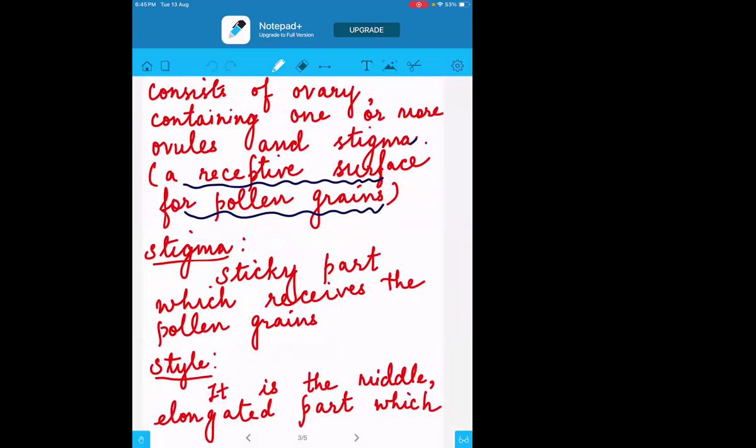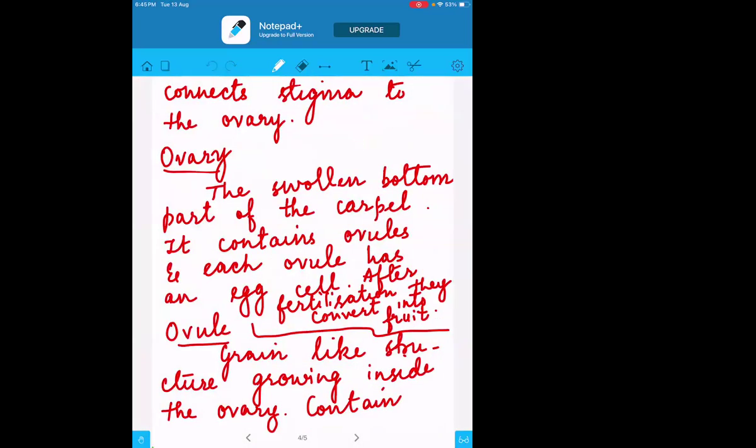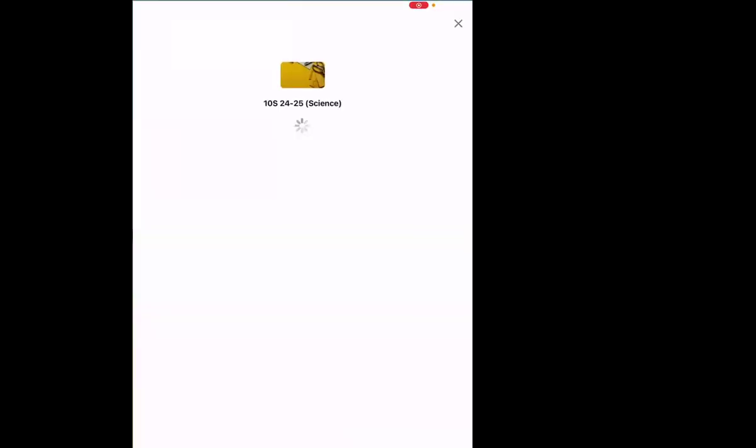So that's about the structure of the flower. Now what we are going to study is pollination and the process of fertilization. How does pollination happen? What are the different types of pollination? And once pollination is done, fertilization has to happen, right? So these two processes we need to discuss in the upcoming class.